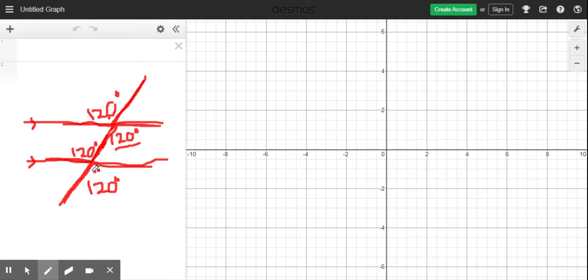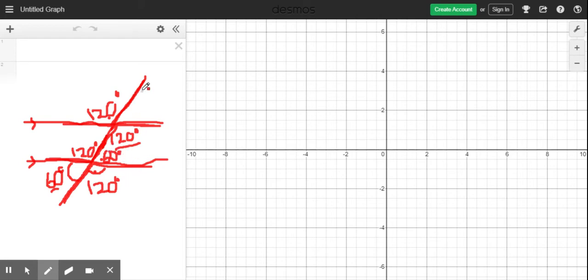Now, given that I've got 120 right here, does anybody know what this supplementary angle would be? 60. It would be 60 because supplementary angles lying on a straight line always add up to 180 degrees. So your 60 plus 120 is 180. So now we can go through the same process. A vertical angle to this 60-degree angle would be directly across from it. So we've got 60 right here.